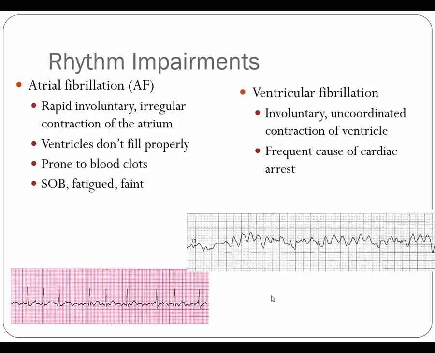VFib, whole other deal. Involuntary uncoordinated contraction of the ventricles. This is definitely life-threatening. AFib can be as well, but VFib always is. It's the biggest cause of cardiac arrest in the United States. So basically the ventricles are not contracting like they should. They are on a rapid involuntary pulse, and you have to stop VFib or the patient dies.